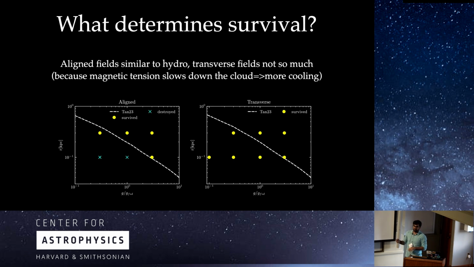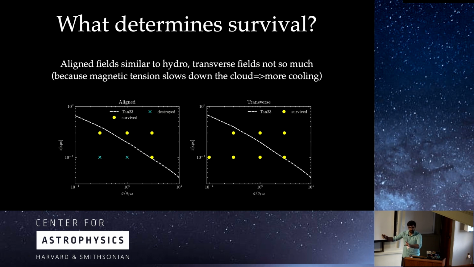So what does that mean for their survival? This is where things get a little tricky. If you have aligned fields, which is the story I was trying to show you, stuff remains pretty much similar. If the cloud is dying in hydro, this dashed line is the hydro criteria. Everything above this in hydro will survive. Everything below this line will die if it's hydro. That is roughly the same if you have aligned magnetic fields. That is not the case with transverse magnetic fields.